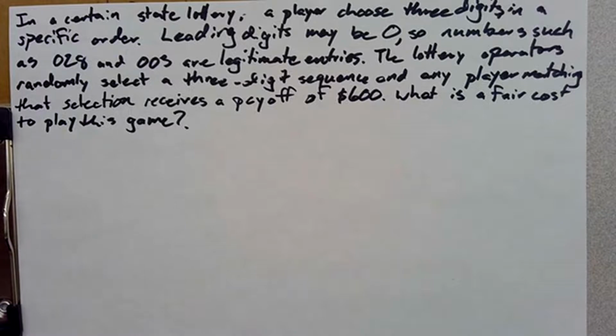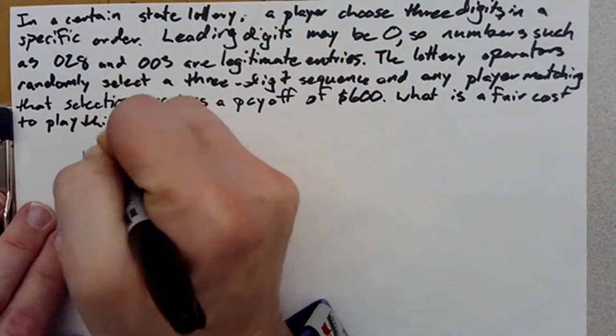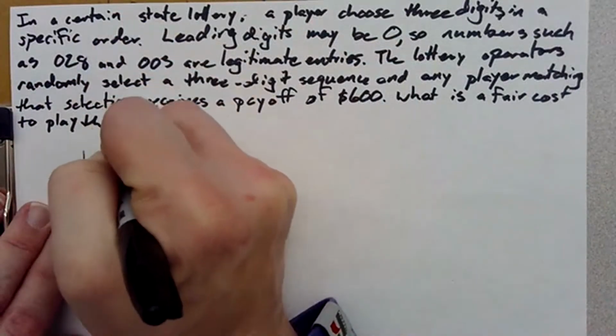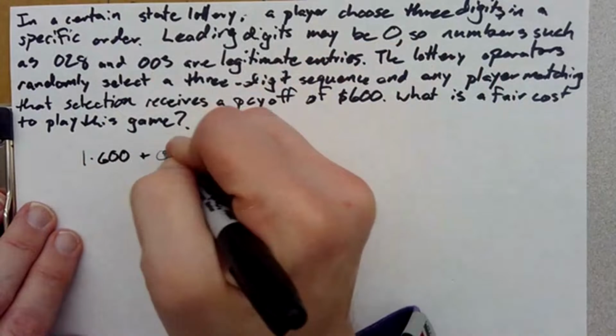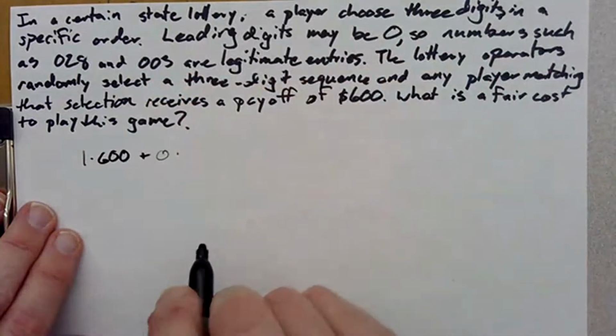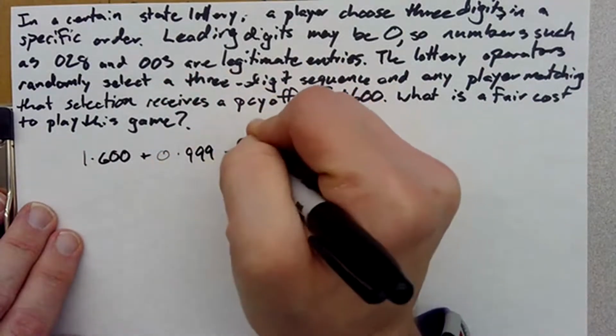Okay, well, they're paying, it doesn't tell us what they're paying. We just need to figure out what the expected value of this game is. There are 1,000 different combinations, and one of them is going to give us 600, and the rest of them are going to give us nothing. So we've got 1 times 600 plus 0 times every other number, or times 999. Well, that leaves us 600.